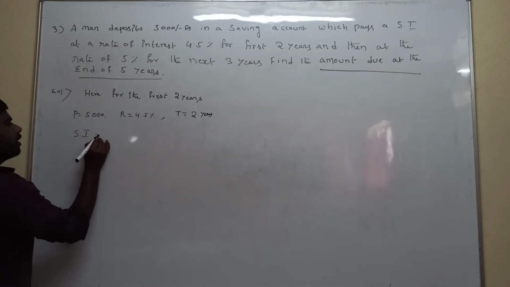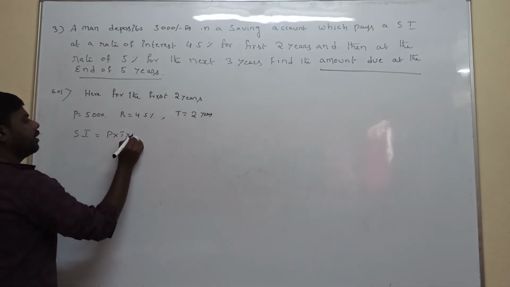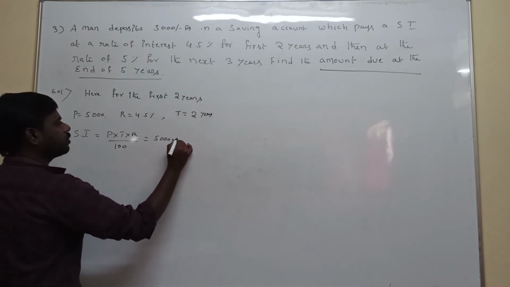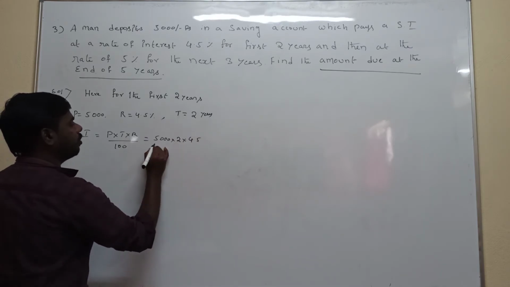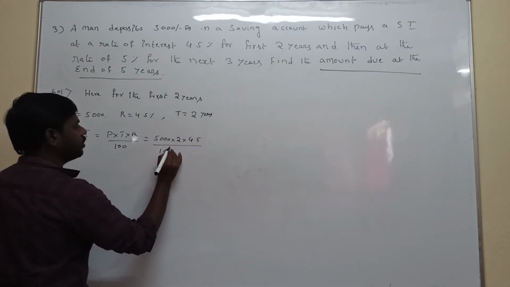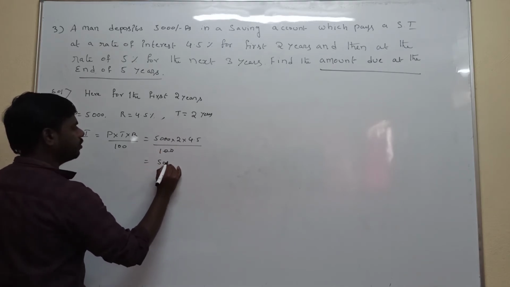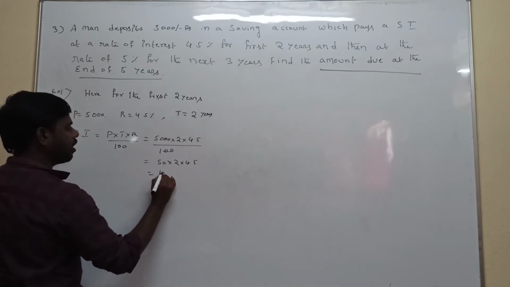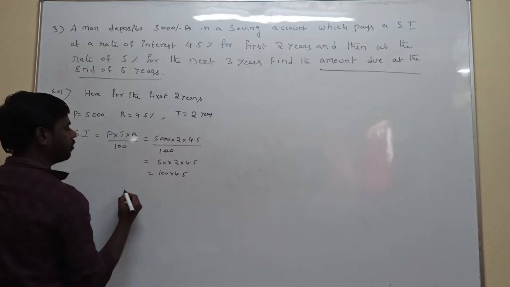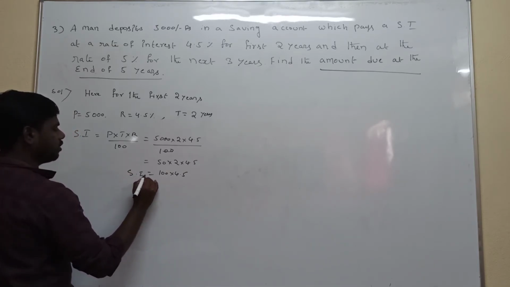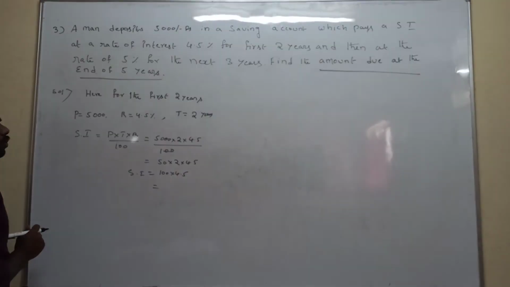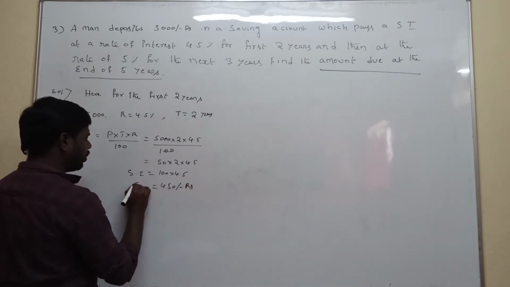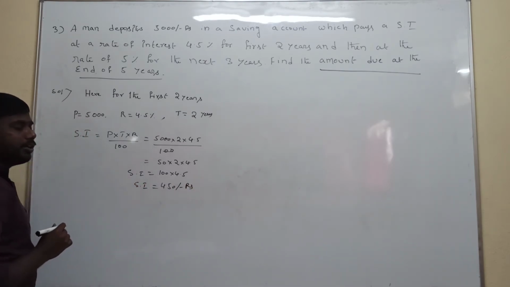The simple interest formula is PTR by 100. PTR by 100 is equal to: P value is 5,000, T value is 2 years, and R value is 4.5 divided by 100. This 0 and this 0 cancel. 50 into 2 is 100. 100 into 4.5 is the simple interest. So the simple interest is 450 rupees for the first 2 years.